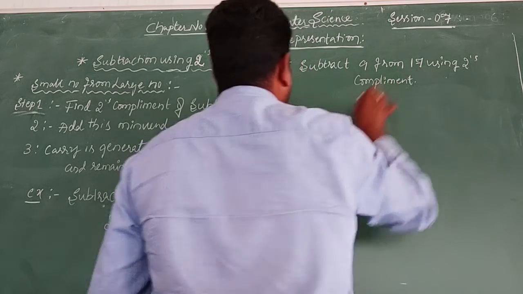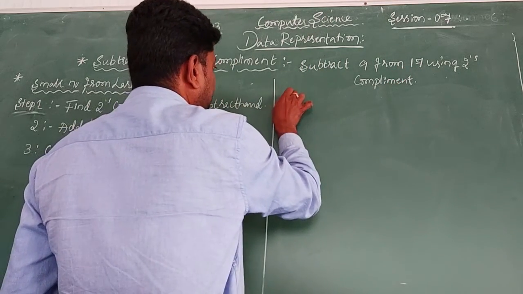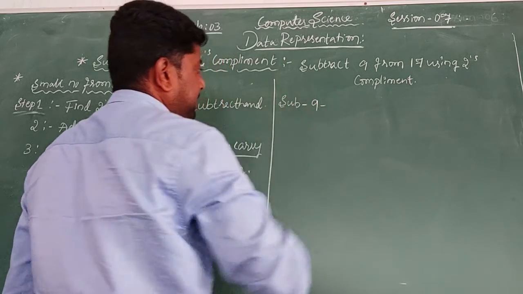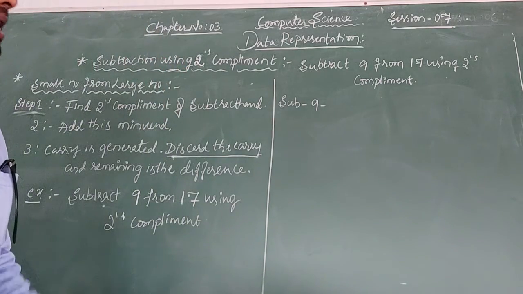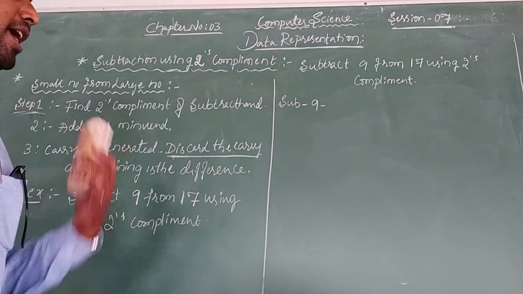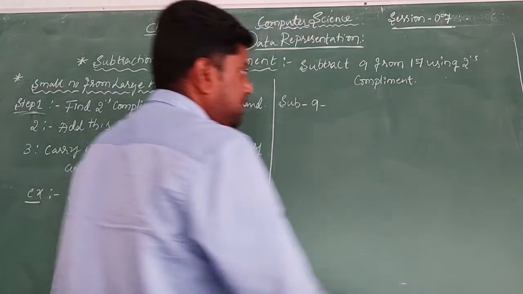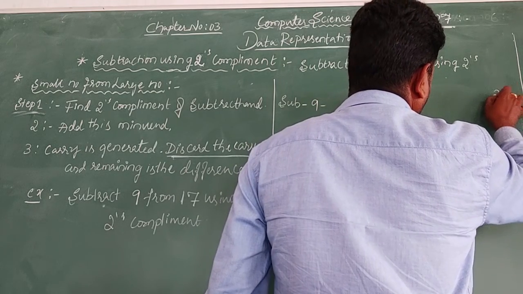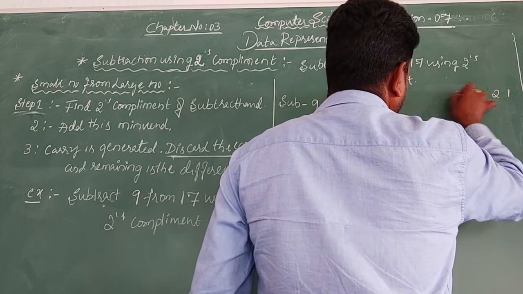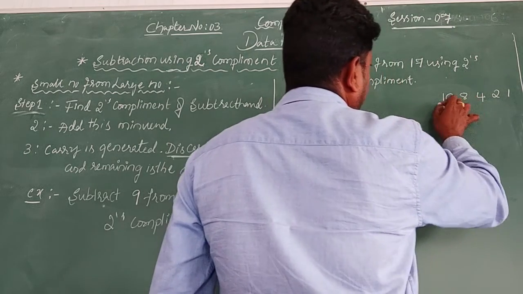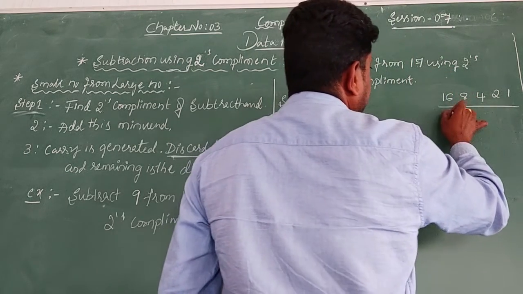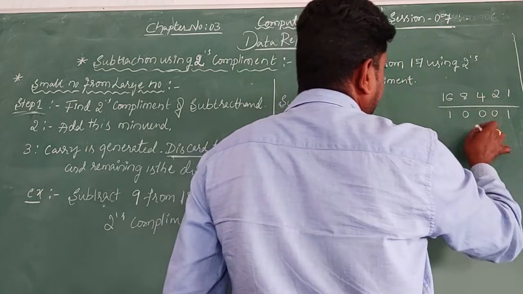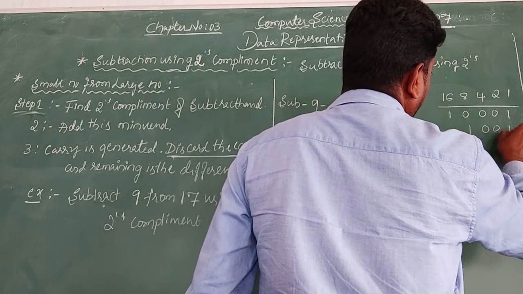Using 2's complement. So first consider these two numbers. What will be the subtrahend here? Subtrahend is 9. Get the binary number for the subtrahend as well as the minuend digits. So for the minuend digits, first I will take the multiples of 2: 1, 2, 4, 8, 16. First I want to get 17. 16 plus 1, correct? 17. So then 9, 1, 0, 0, 1.